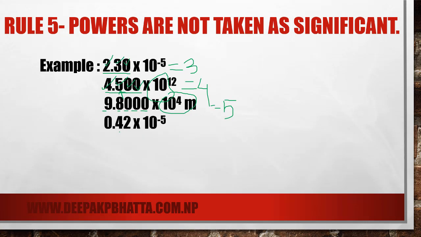In another example, 0.42 into 10 to the power minus 5, the leading zeros are not to be counted for significant figures. That's why 4 and 2 only. The power is not counted. That's why its significant figure count is 2: 4 and 2 only. These are the basic rules for significant figures.